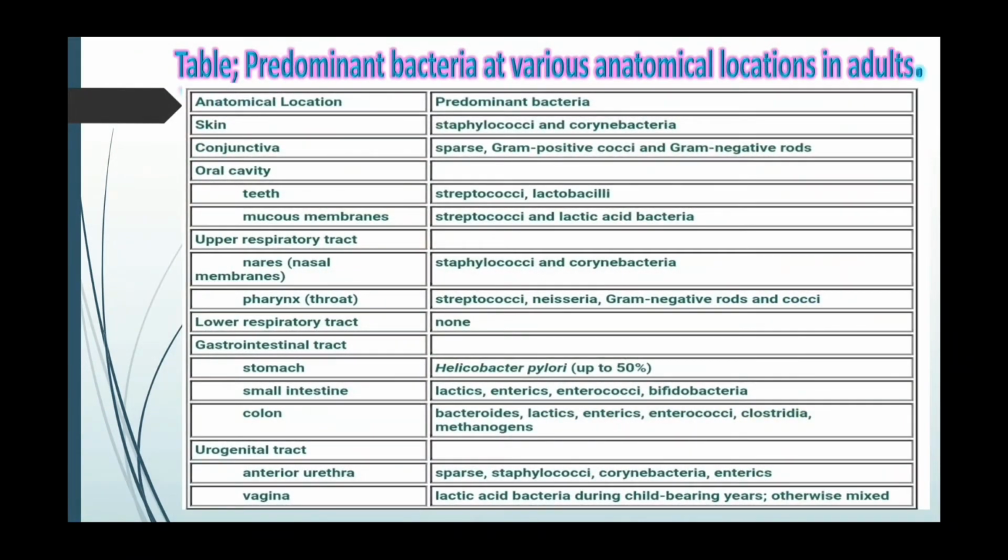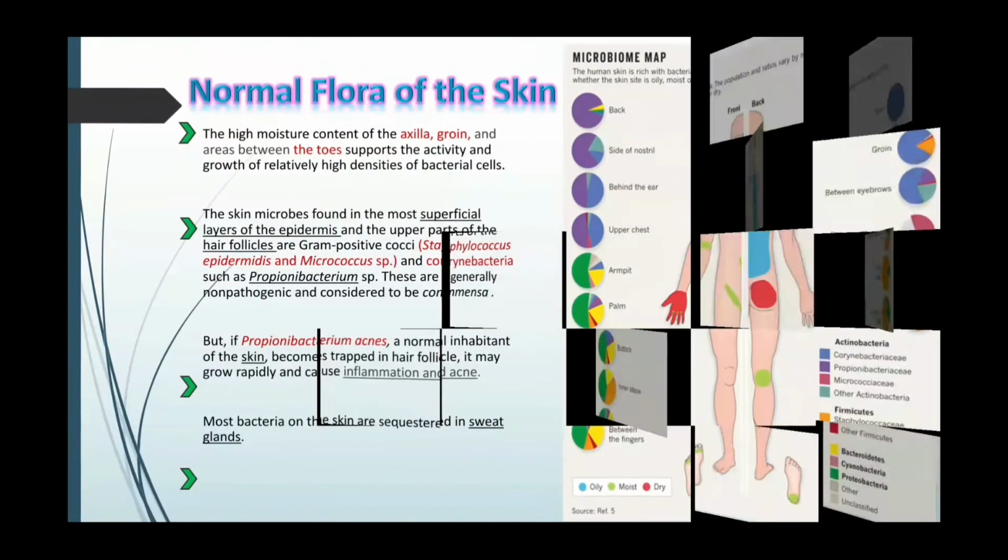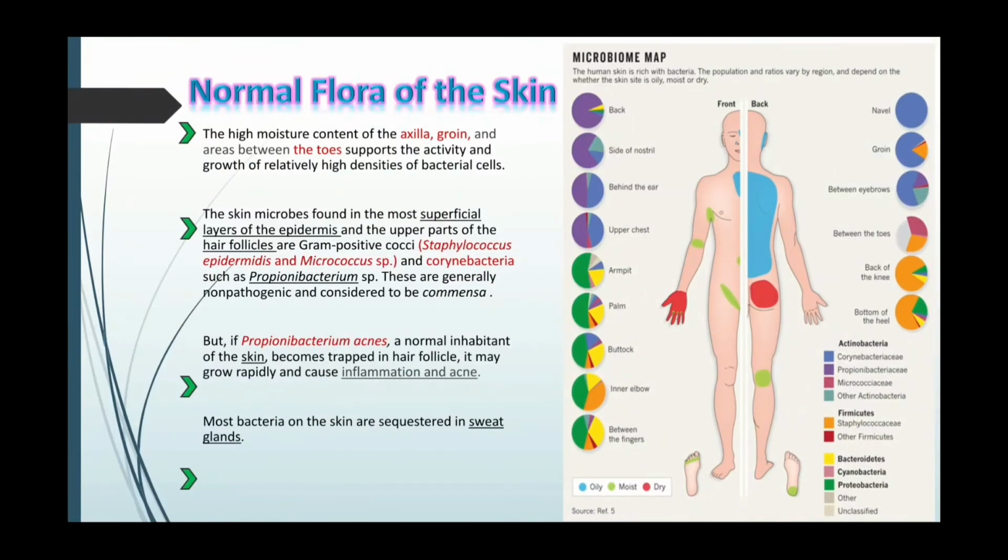This table shows the distribution of the normal flora in the human's body. First, normal flora of the skin. The high moisture content of the axilla, groin, and areas between the toes supports the activity and growth of relatively high densities of bacterial cells.